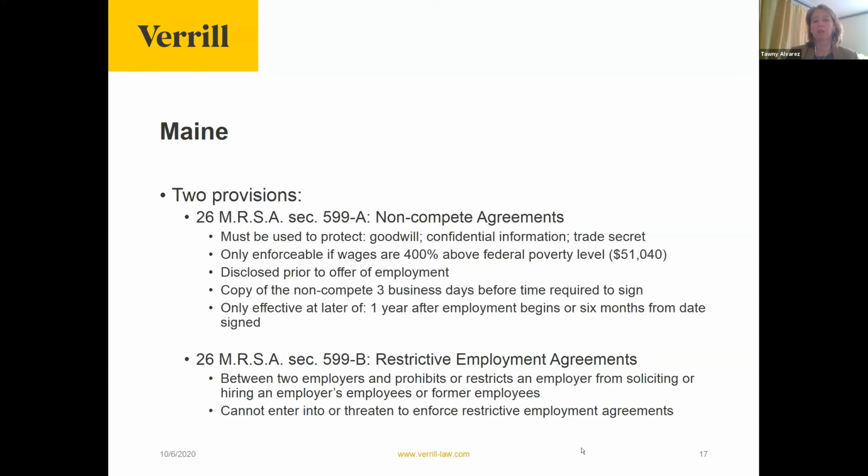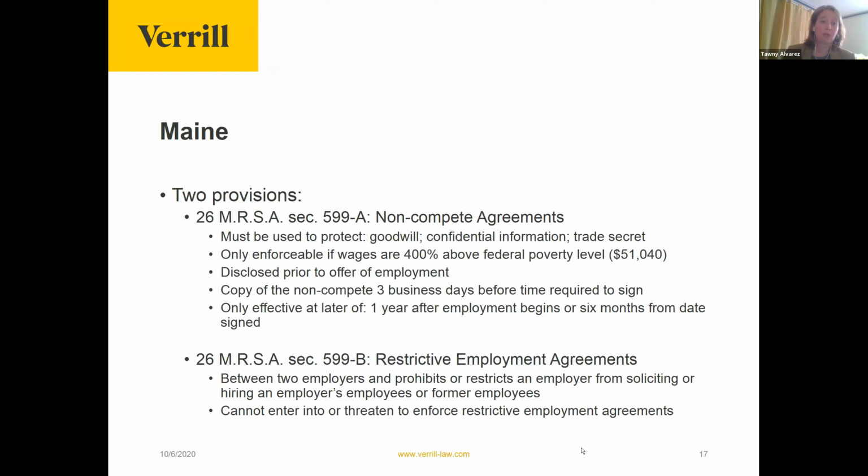It's only enforceable if the employee's wages are 400% above the federal poverty level. So the individual needs to be making over $51,040. It needs to be disclosed to the employee prior to the offer of employment, or if there's a change in the employee's responsibilities that results in the non-compete being required, then a copy of the agreement must be provided at least 3 business days before the individual is going to be required to sign.